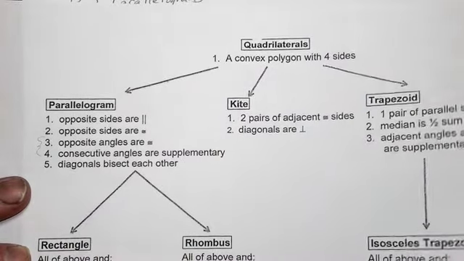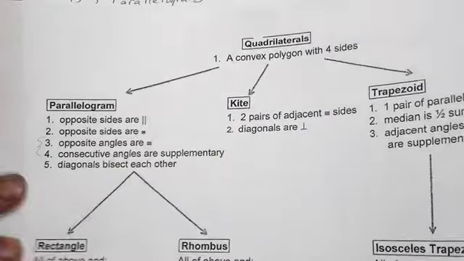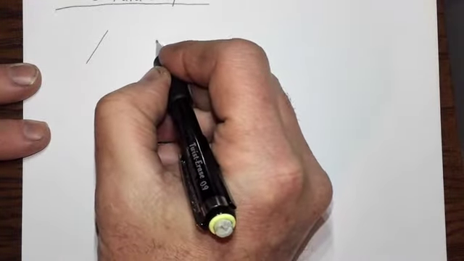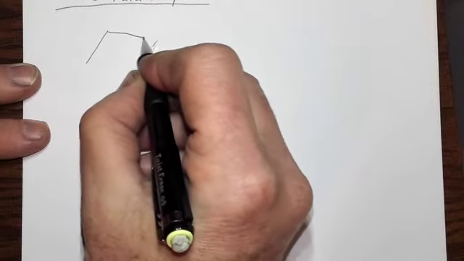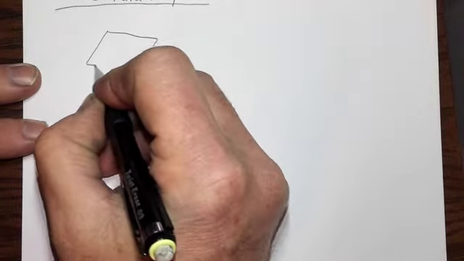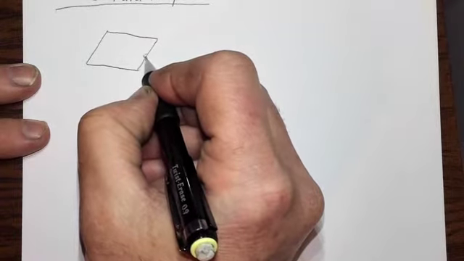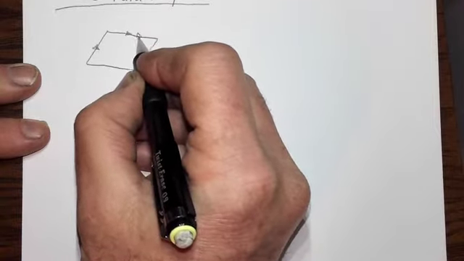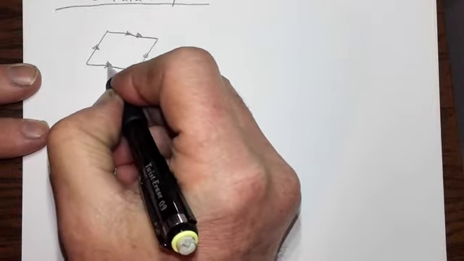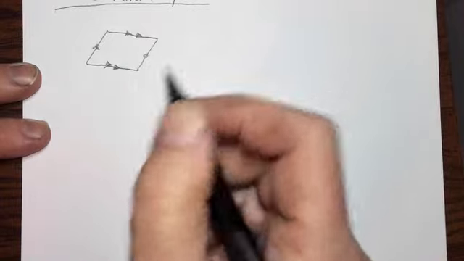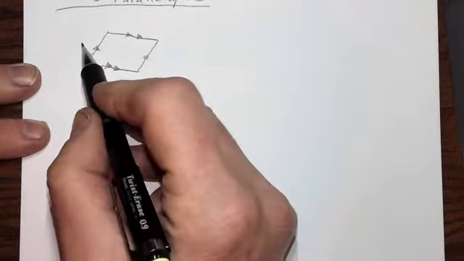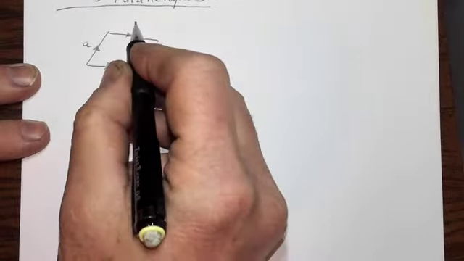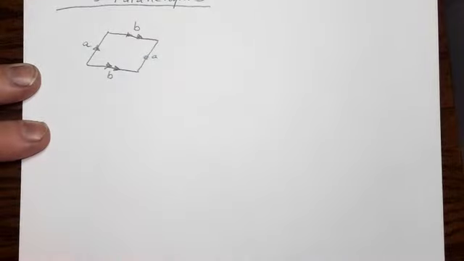But let's look at the basic information about it as far as the words go. So if we look at opposite sides are parallel. If I look at these two sides, they're parallel. And then these two sides are parallel as well. These are parallel with each other, and these are parallel with each other. It said opposite sides are congruent. So whatever this is, this is the same thing. Whatever this is, this is the same thing.